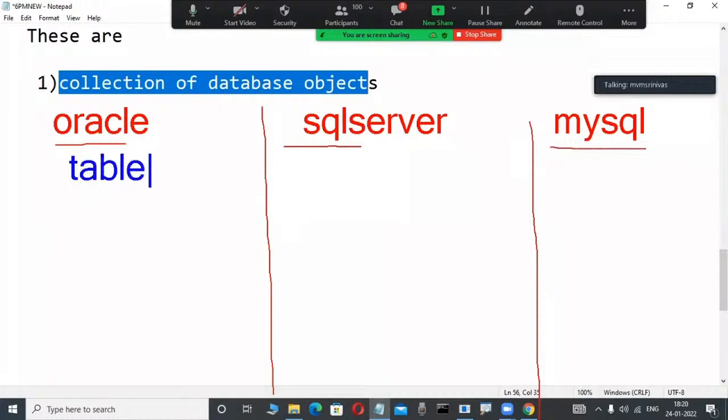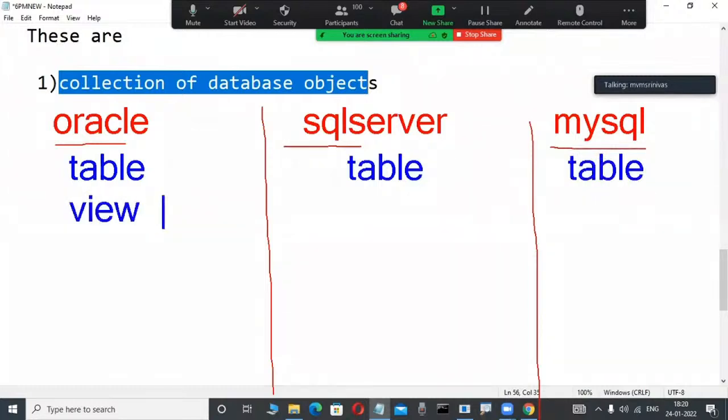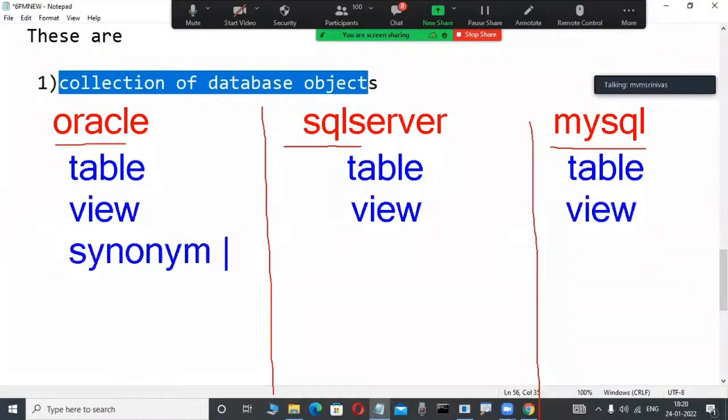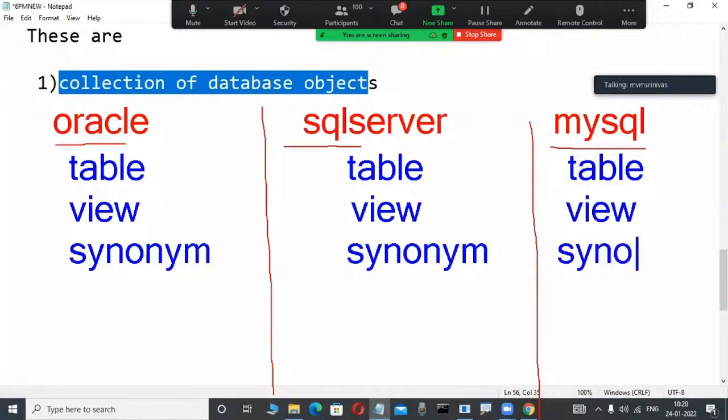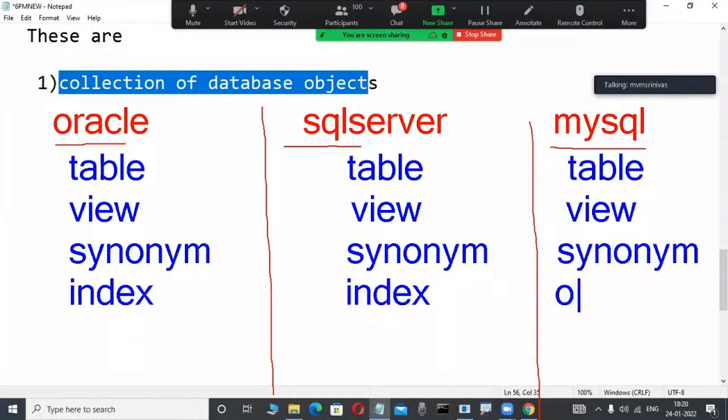Table, right? A table is a database object. Here also a table is there, in SQL Server and MySQL too. Again, a view is a database object with some purpose. View is there in all of them. A synonym is a database object too. What is a synonym? What is a view? We are learning that in our course, don't worry. Synonym is available here also. An index is there, here also. These are called objects.